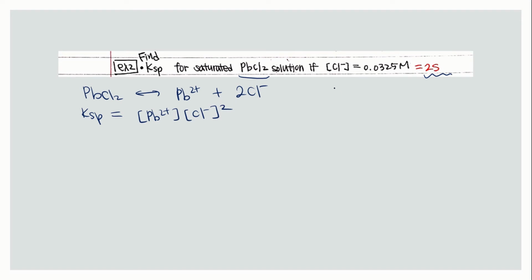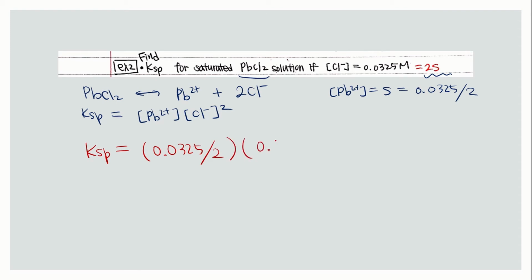So we know that the concentration of lead ions will be S, which is 1/2 of the concentration of chloride ions. So it will be divided by 2. And now we can calculate for Ksp. The concentration of lead ion was 0.0325 divided by 2 and times the concentration of chloride ions squared. And we get the answer of 1.7 E negative 5. And that will be our answer.